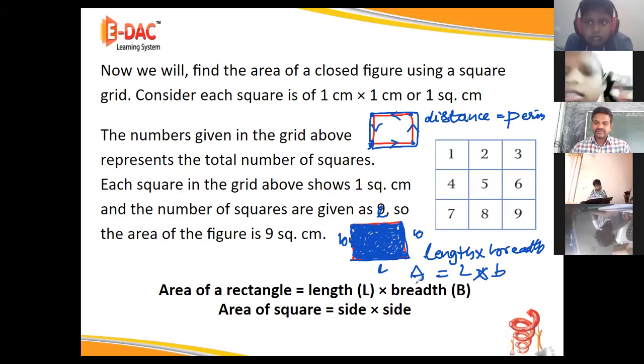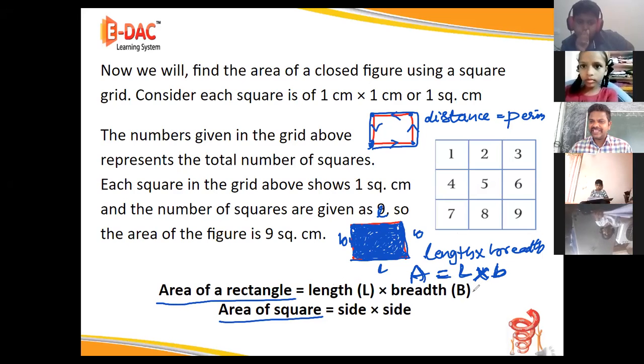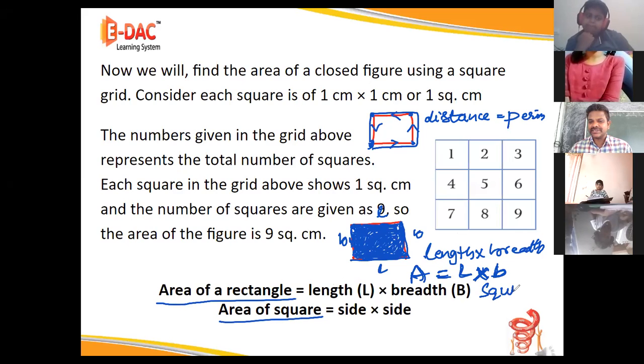The area of the rectangle equals length into breadth. What are the units we used? There are two formulas given: the area of the rectangle and the area of the square. It is enough to learn these two formulas. What is the area of the rectangle? Length into breadth. The units are square units. Side into side, area always uses square units.